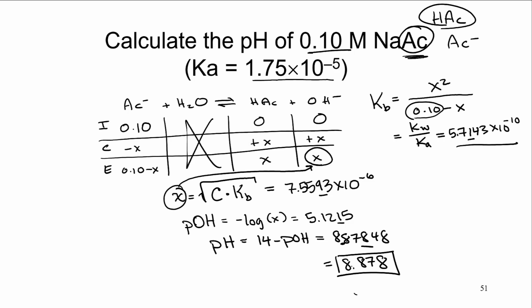Now, you can do a mental check on this, right? You added the conjugate base of a weak acid to a solution. So what should the solution pH be? It should be greater than 7. So is it greater than 7? Yeah, it's not a really strong conjugate base. It's got an equilibrium constant in the 10 to the minus 10 range. So 8.87 is a little bit above 7, a little bit on the basic side, and that seems like that fits.